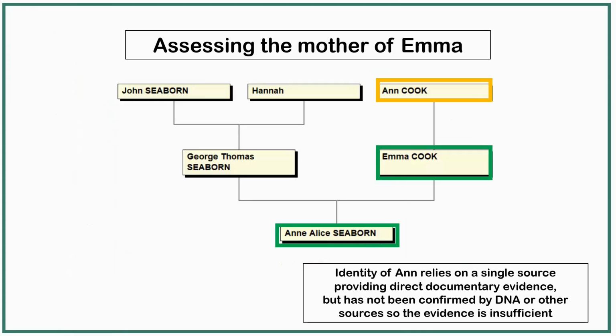Some quick examples so that you can start on your own tree health assessment. The colours are used to indicate the strength of the evidence and the level of confidence that you have in a conclusion. In this example, we're looking at the mother, Anne Cook, of Emma Cook. We have one single source that provides direct documentary evidence that Anne is the mother of Emma, but it's not been confirmed by DNA or other sources. So the evidence is there, but it's insufficient. So I would judge that to be yellow.